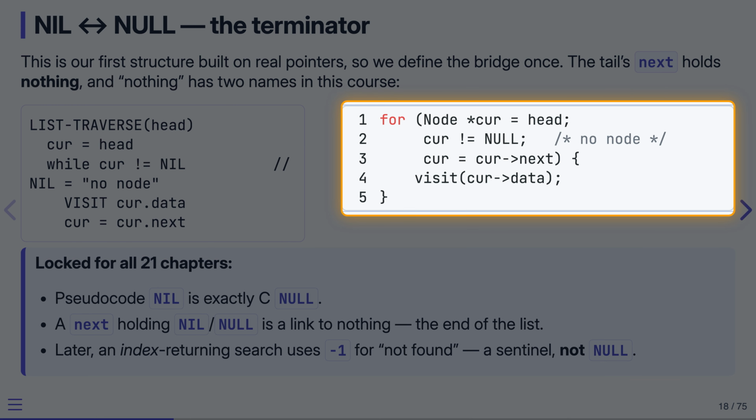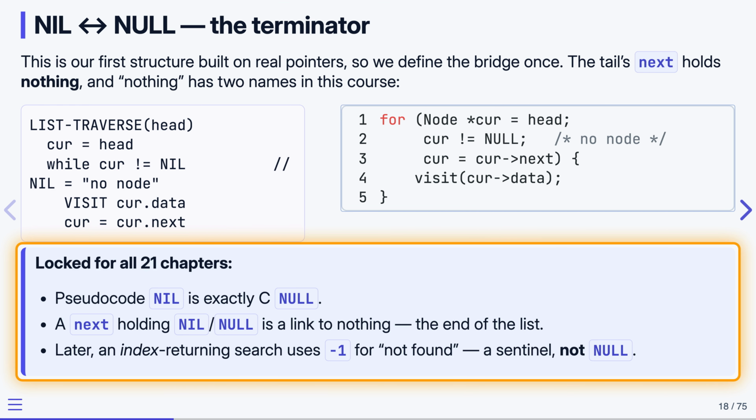On the right is the same loop in C, a for loop. We start with Node star cur set to head. We keep going while cur is not null. Each round we do cur becomes cur arrow next. Inside, we visit cur arrow data. In C, the end marker is spelled null.